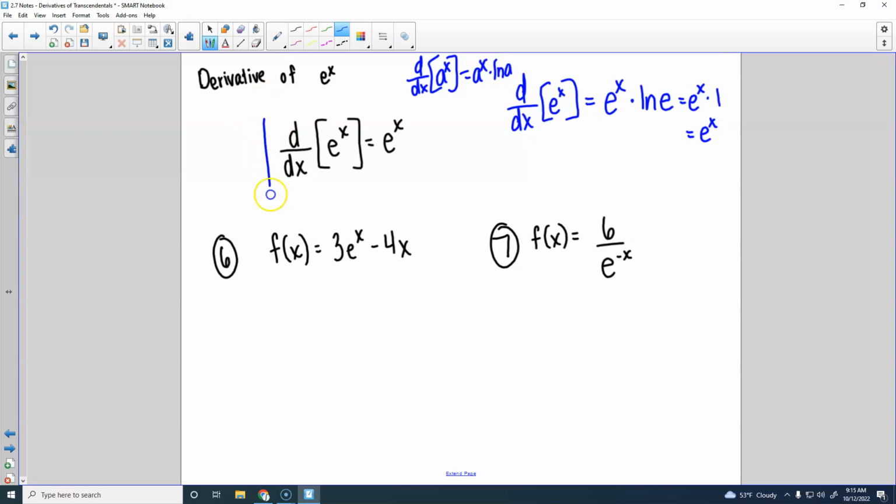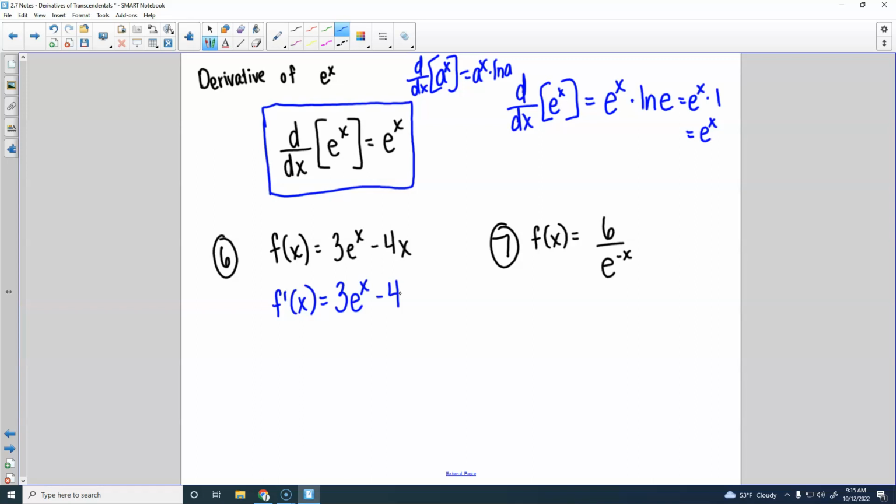Now, this one's going to show up a lot. We're going to use this often. But we should be happy whenever we see it, because it's super easy. F prime of x for number 6 is going to be 3 e to the x minus 4. So if you have a derivative of an e, it's just itself. Right now, we should only see e to the x power. We will not see e to the negative x, e to the negative 4x, or e to the 2x. We should not see that.